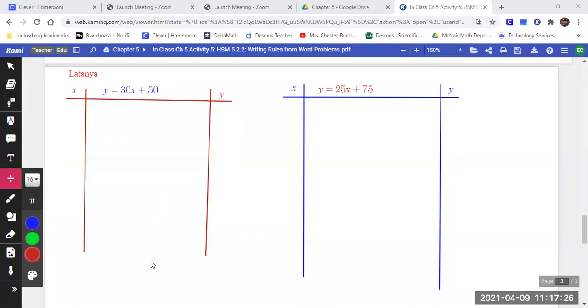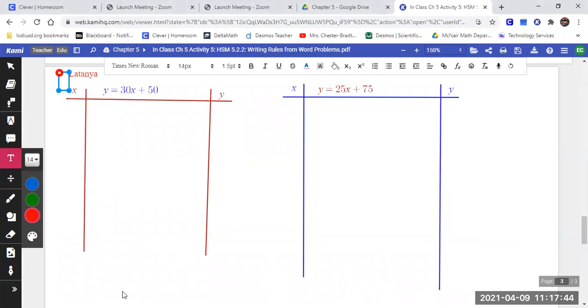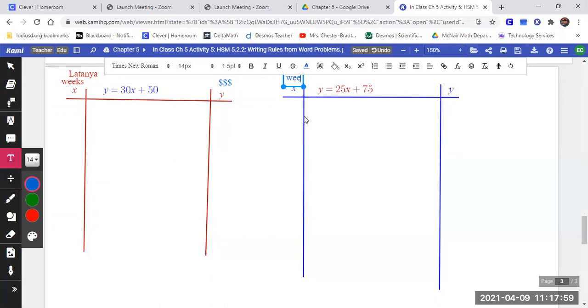So we can't use -1, -2, 0, 1, 2, because does it make sense to have -2 weeks? Because the X stands for weeks and the Y stands for money. So this X is standing for weeks and this Y is standing for money. So it doesn't make sense to be using negative numbers for X because there's no such thing as negative weeks, and there's no such thing as negative money, sort of. Negative money is when you borrow.